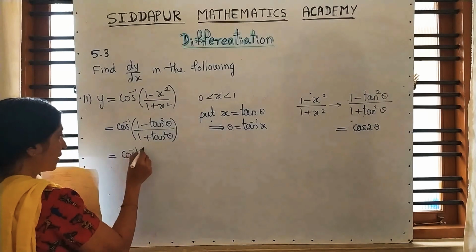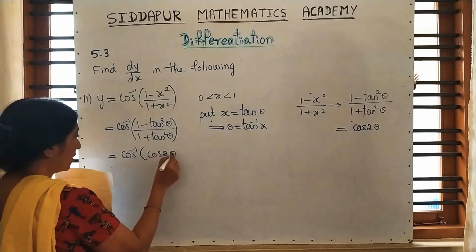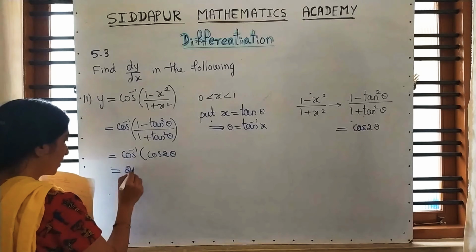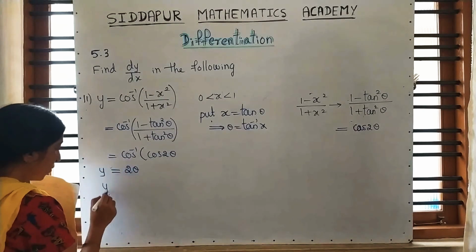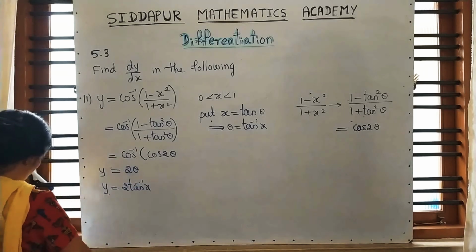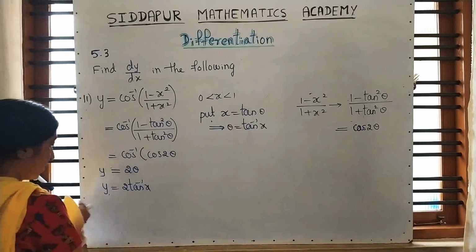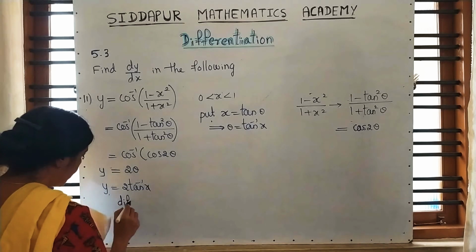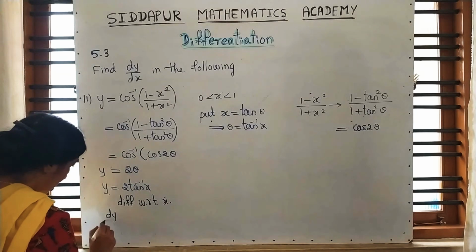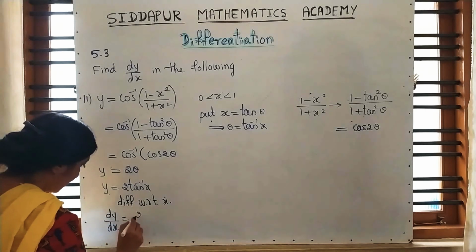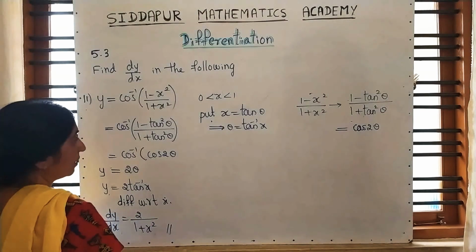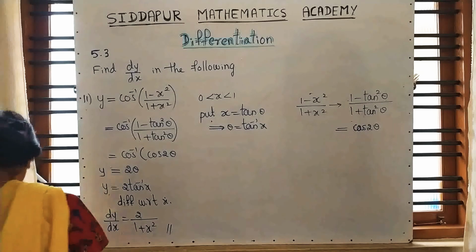So cos inverse of cos 2 theta. Cos inverse and cos get cancelled. 2 theta is remaining. Here what is theta? Theta is tan inverse of x. Now differentiate with respect to x. Dy upon dx is 2 upon 1 plus x square. See, the sums are very simple or not? Moving to the next question.